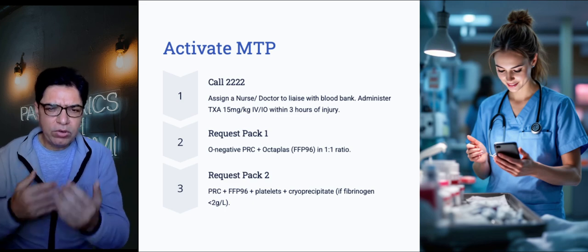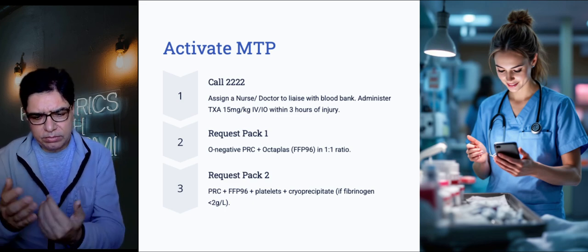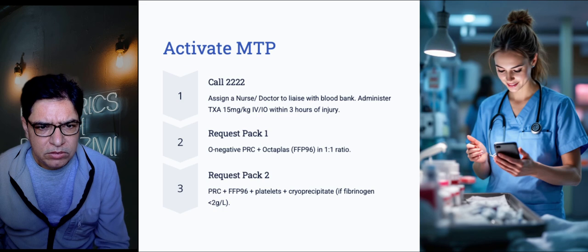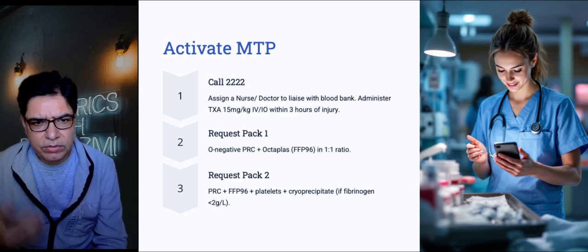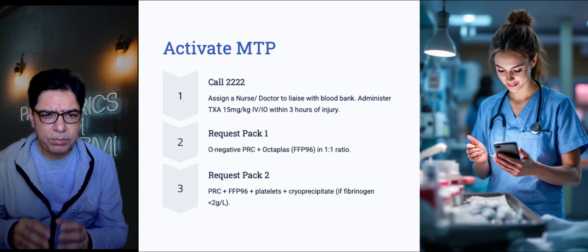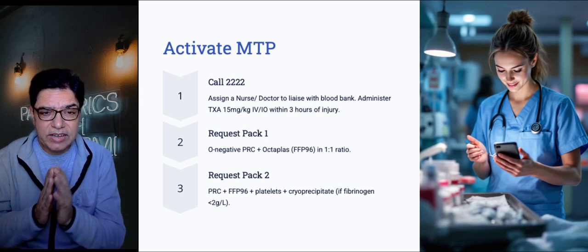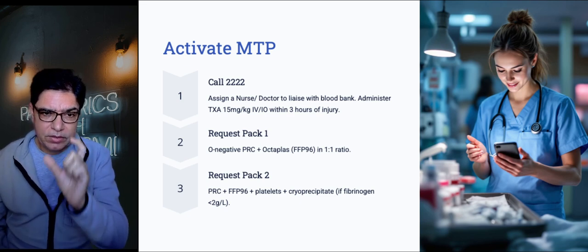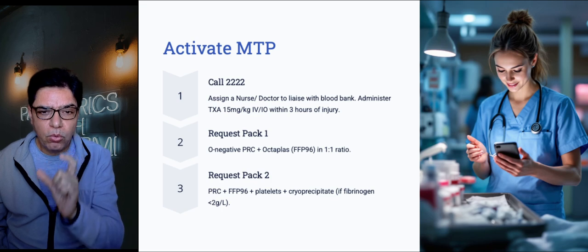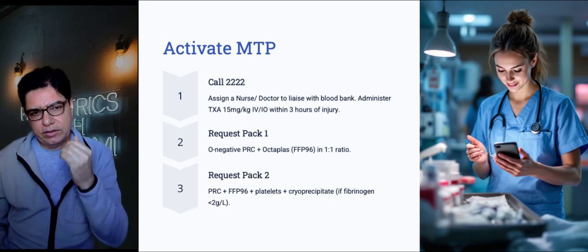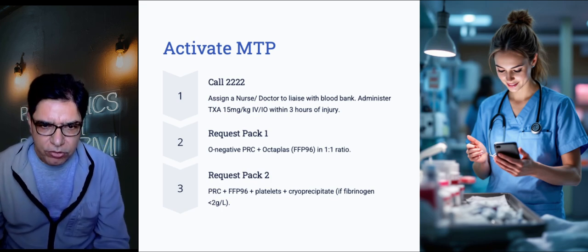Later on, when you have got the group and save, you can give blood group matched RBCs as well. Let's say the patient is A positive, you can give them A positive later on. But the first pack would always contain what? Red blood cells which are O negative. And not in every trust.